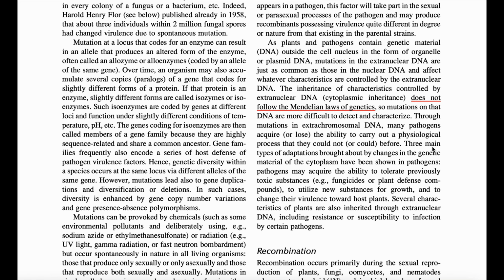So three main types of adaptation brought about by changes in the genetic material of the cytoplasm have been shown in pathogens. Pathogens may acquire the ability to tolerate previously toxic substances, that is fungicide or plant defense compounds, to utilize new substances for growth, and to change their virulence towards host plants. Several characteristics of plants are also inherited through extranuclear DNA, including resistance or susceptibility to infection by certain pathogens.